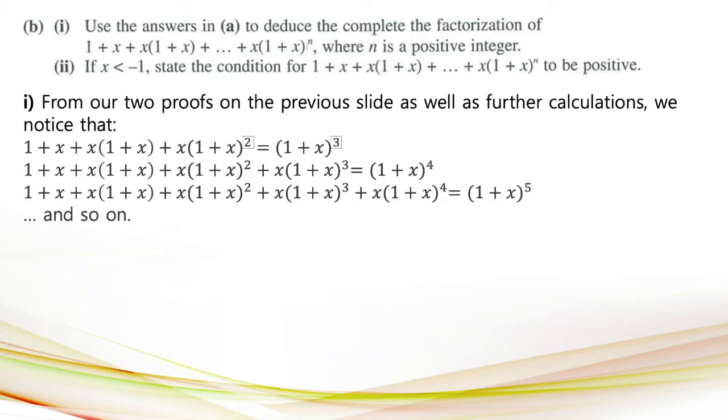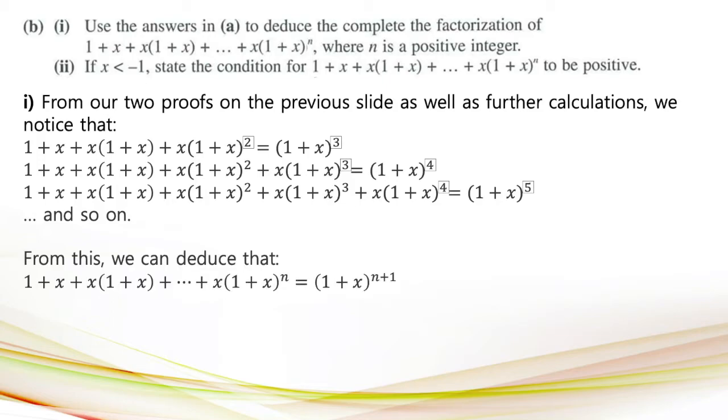Observing the three equations we have, we see that the exponent of the term on the right, so 3, 4, 5, are all one more than the corresponding final exponent on the left side of these equations, that is 2, 3, and 4, respectively. For your convenience, these have all been circled in black on the screen. We now arrive at the conclusion that for any positive integer n, the value of (1 + x)(1 + x), all the way up to x times (1 + x)^n, should always be equal to (1 + x)^(n+1).